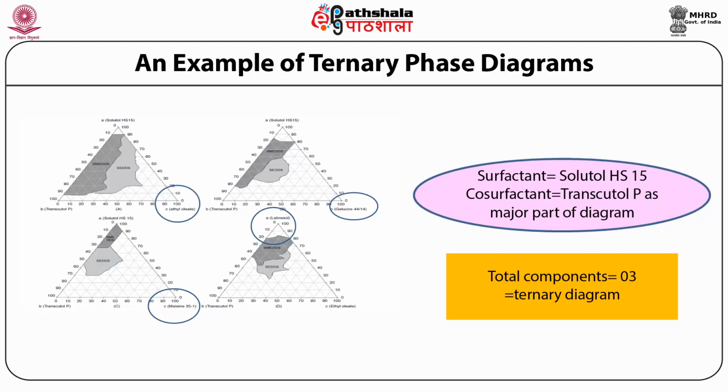One important thing to note here is that the maximum microemulsion area is obtained with the Solutol HS15, ethyl oleate and Transcutol P combination.